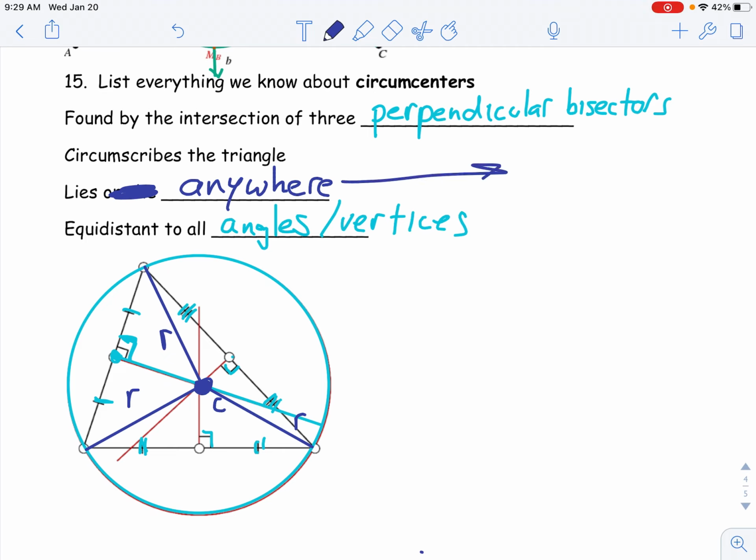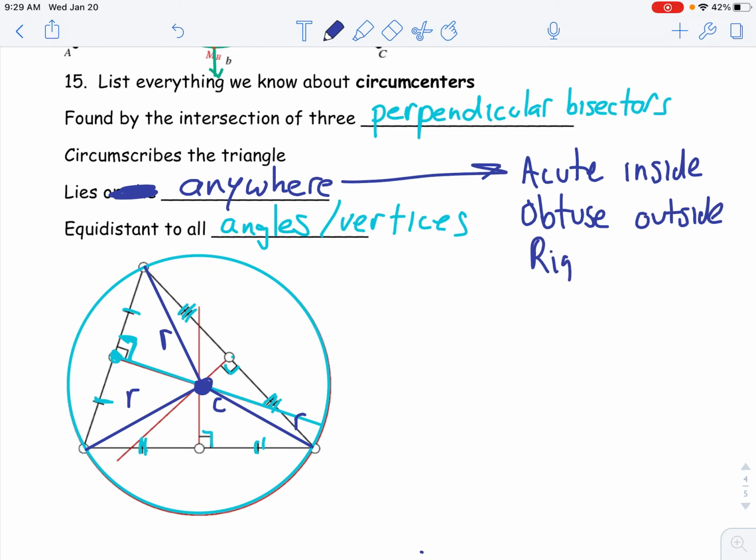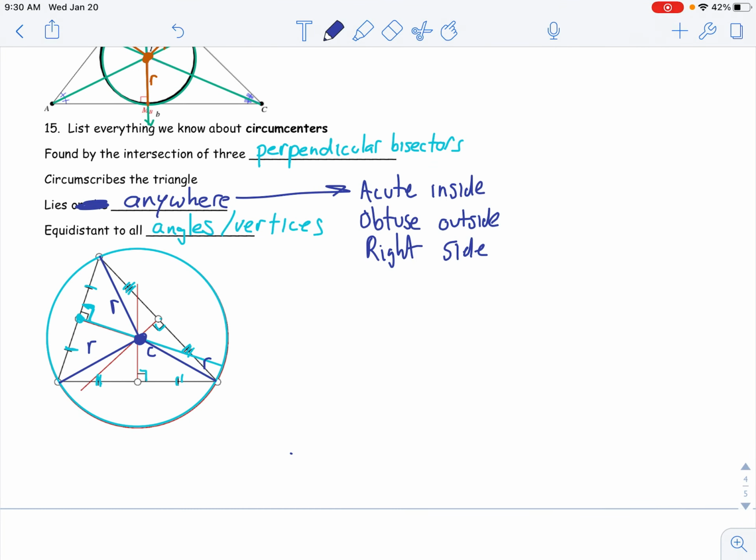All right, and we'll elaborate. Acute, it's on the inside. Obtuse, it's outside. And right is on the side.